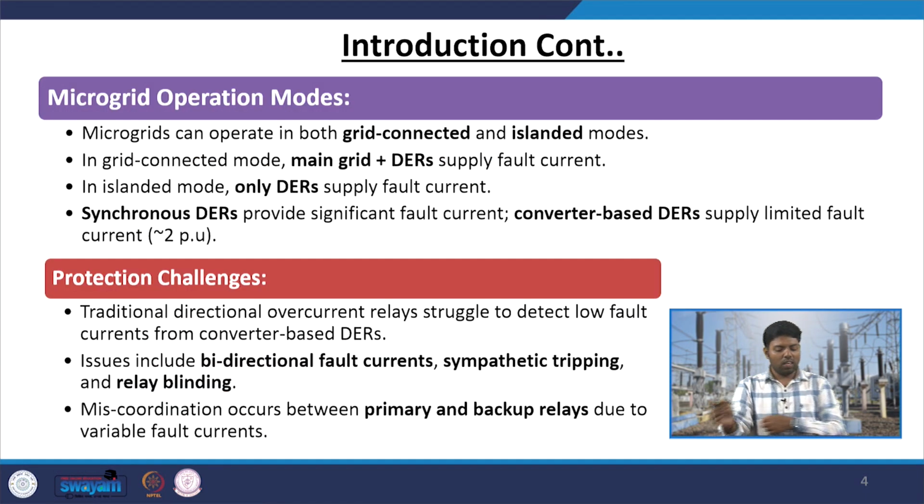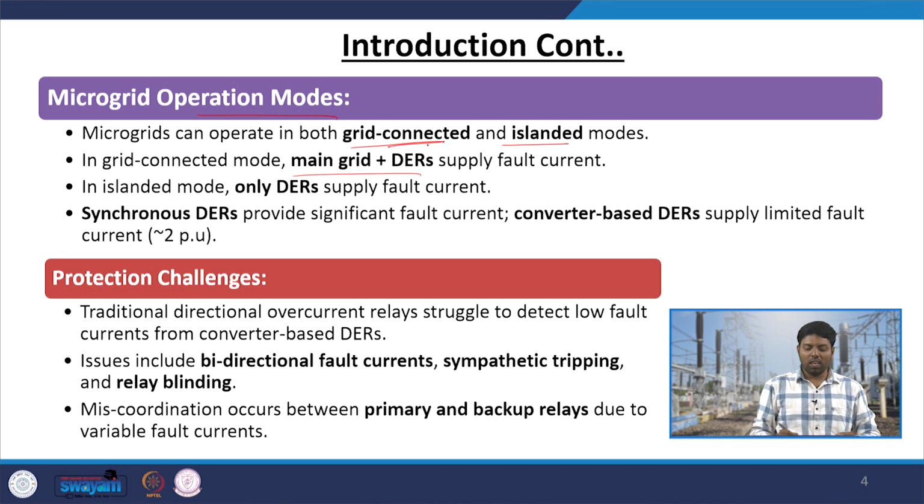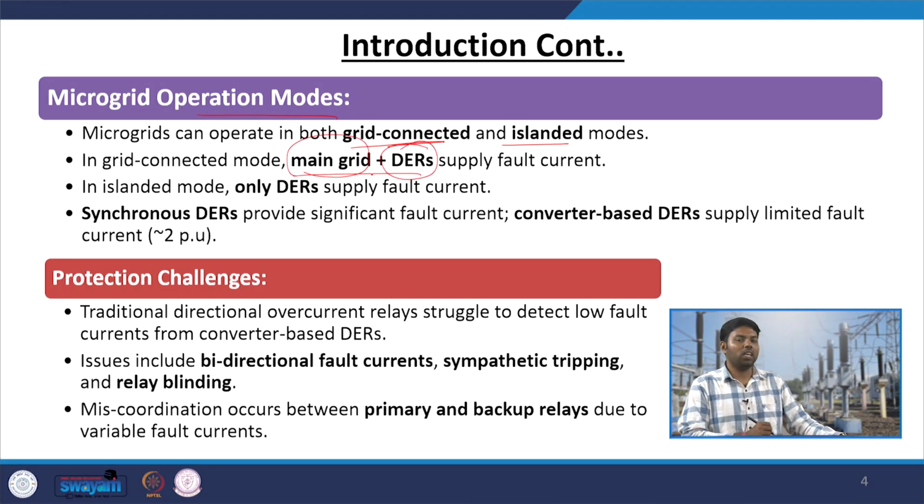So, the microgrid operation depends upon the mode, obviously the grid connected and the islanded mode, and also with the DERs it has to sense the fault current. When you set the pickup current value or the time value, you have to keep in mind whether your system is grid connected or islanded. If it is grid connected, then how much supply it is taking from the main grid, and how much contribution it is taking from the DERs.